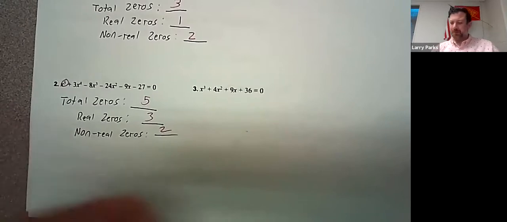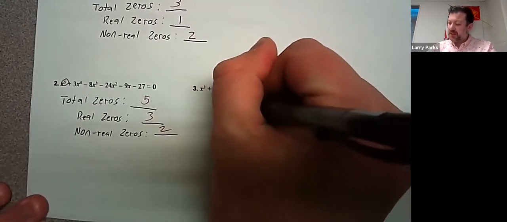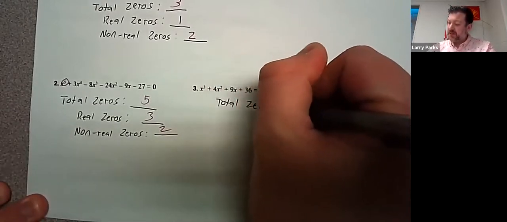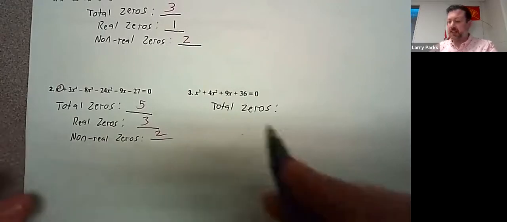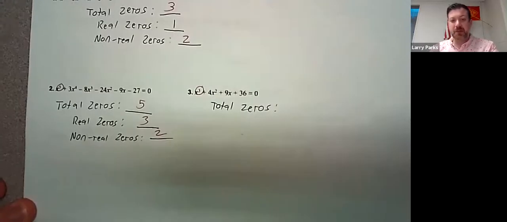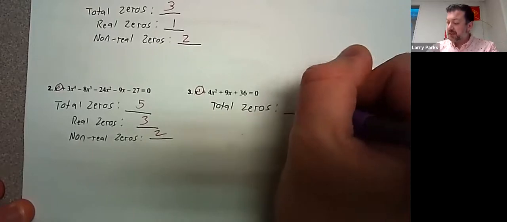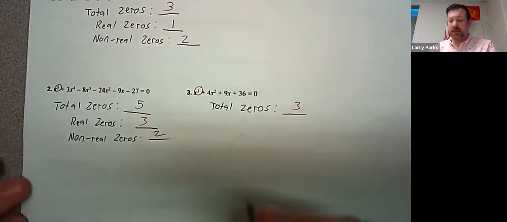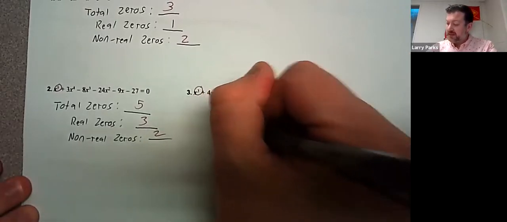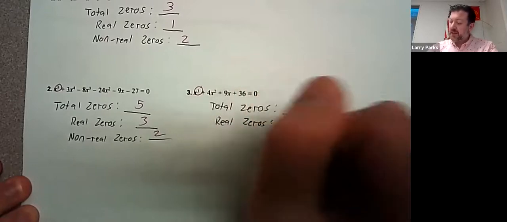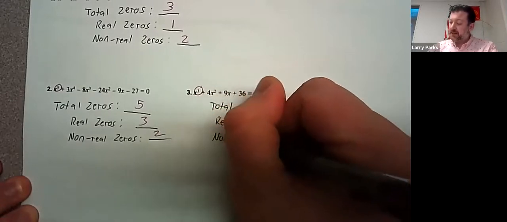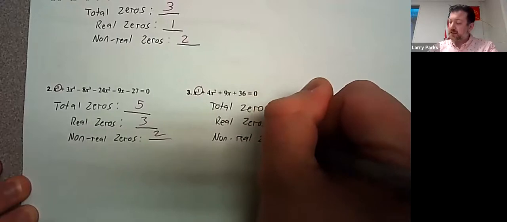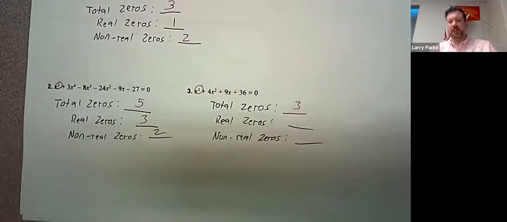Number 3, total zeros. That's easy. Highest exponent by the fundamental theorem of algebra is going to be 3. How many of those are real? How many are non-real? Go type it in, see what it looks like.